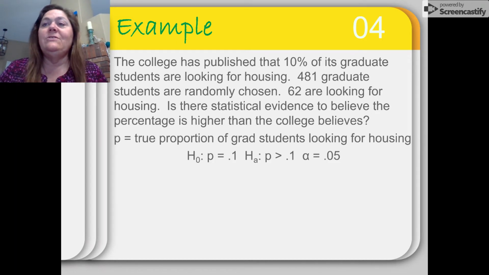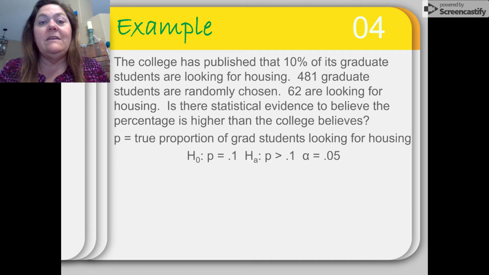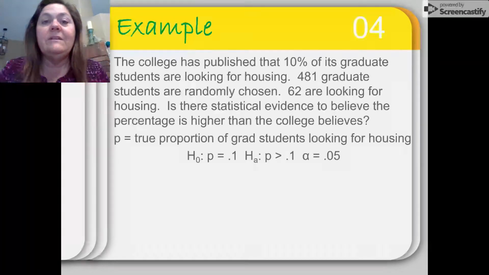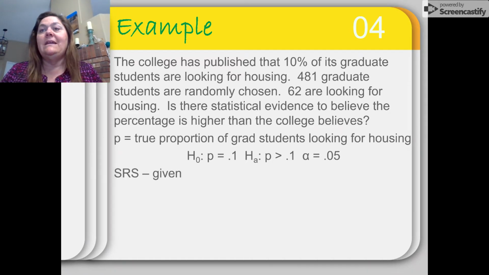You also need to state your hypotheses. So P is 0.1. We're looking to see if it's actually higher than that, and so we're going to put greater than 0.1. And as before with means, if an alpha level, significance level, is not given, then you make it 0.05. That's the default.